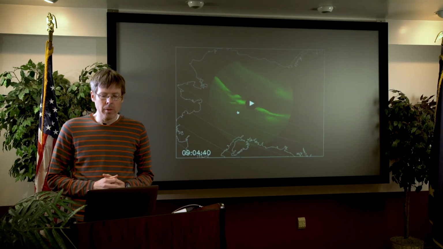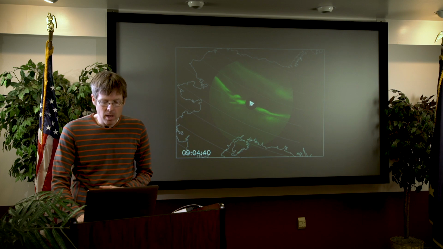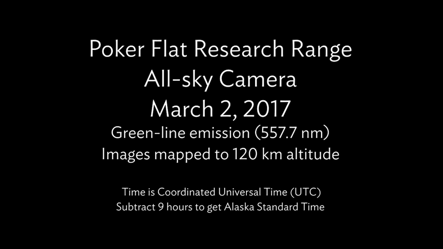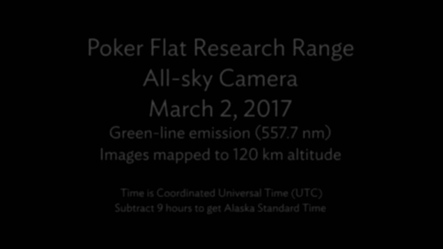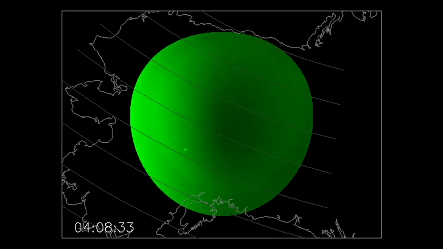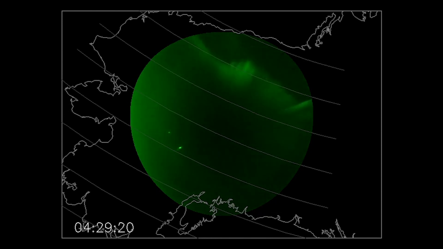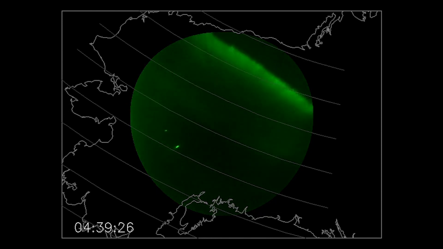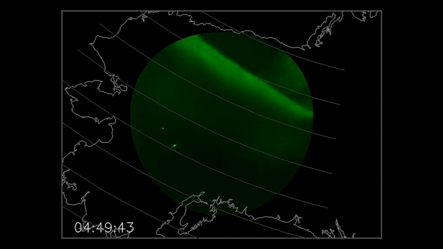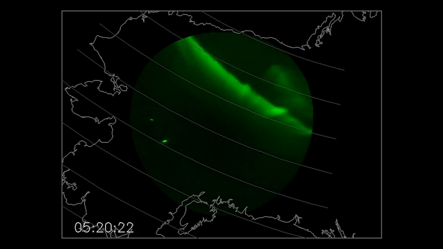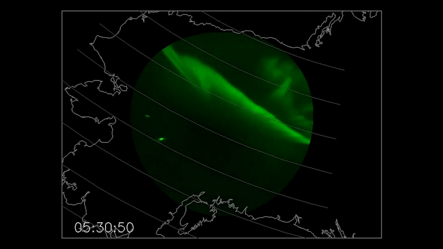I'll start here with a time-lapse movie made by Don of a night sky in Alaska taken from Poker Flat. What you see here is a time-lapse image of the night sky, and you see the coastline of Alaska mapped. It's one camera's view, projected to 120 kilometers altitude, so you get an idea of how big the aurora is just seen from one camera.